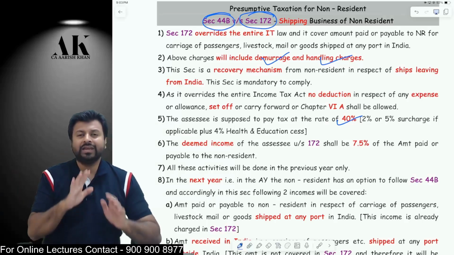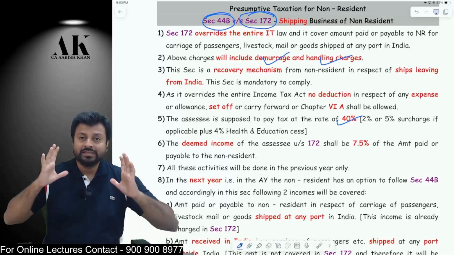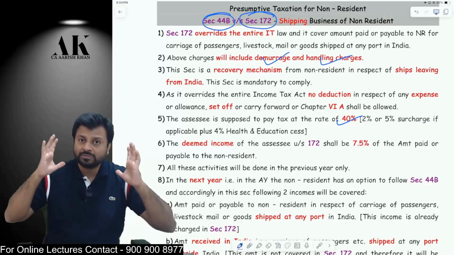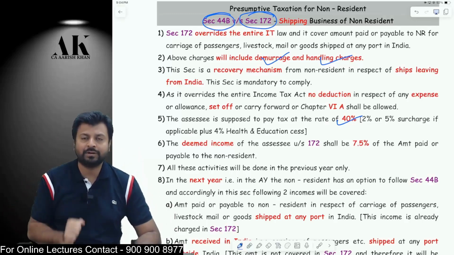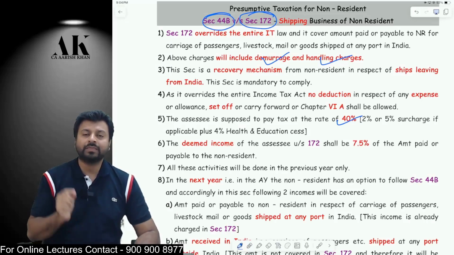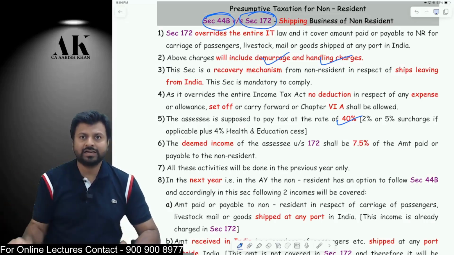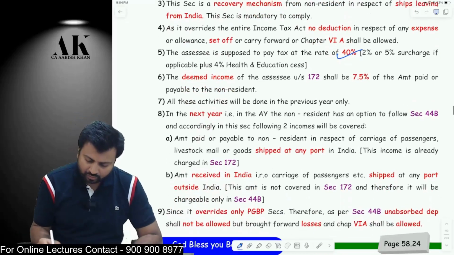Now listen carefully. Section 172 is a recovery section. It has been made to recover tax from non-residents. Otherwise, these people will not give any taxes to India. Now, in the next year, if that non-resident is honest enough, he has an option to follow section 44B.